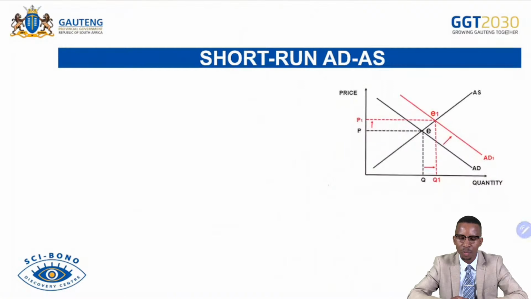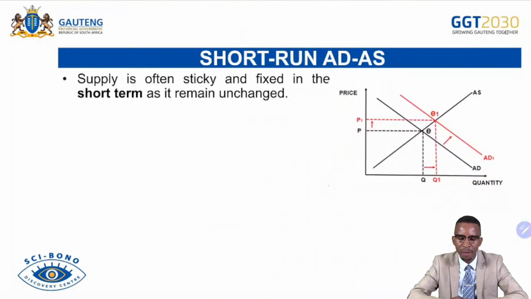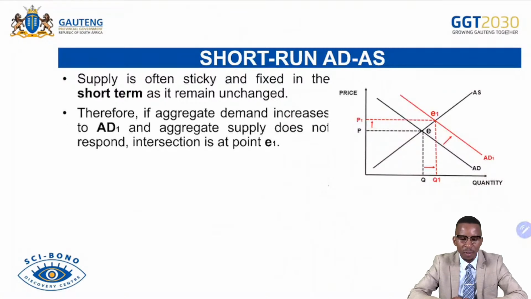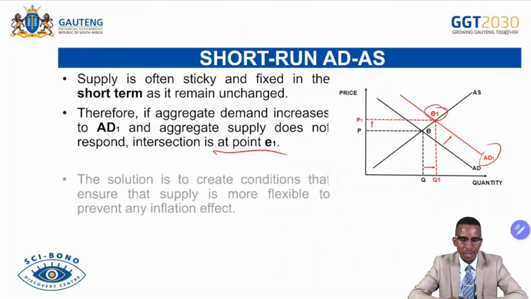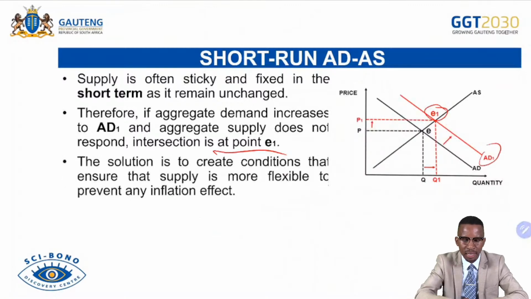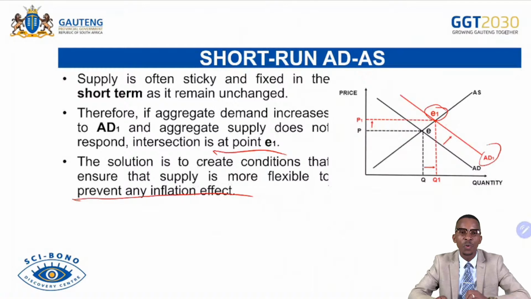Then we continue with the explanation. Supply is often sticky and fixed in the short term as it remains unchanged. We know that the supply remains fixed in the short term because factors of production remain fixed in there, or inputs remain fixed or unchanged. Therefore, if aggregate demand increases to AD1, we see it increase to AD1, and aggregate supply does not respond. The intersection is at E1. We see at E1 there is an intersection. The solution is to create conditions that ensure that supply is more flexible to prevent any inflation effect. So for now, supply is not flexible. So we'll see when we make the supply flexible what is going to happen.